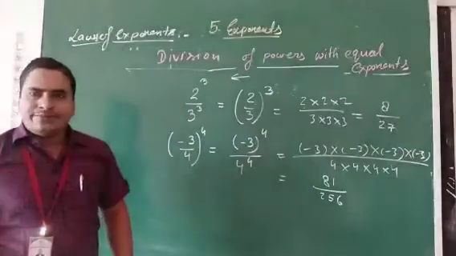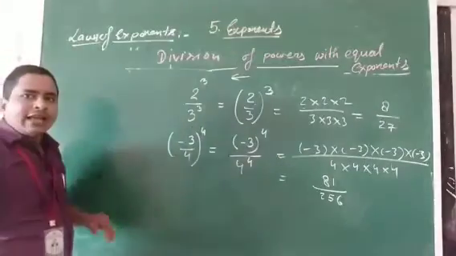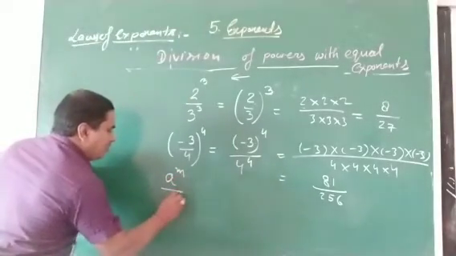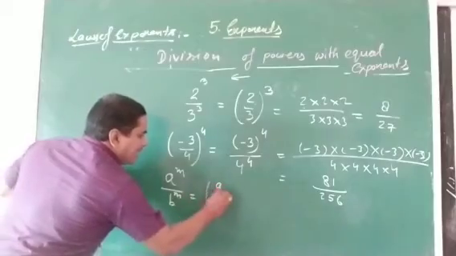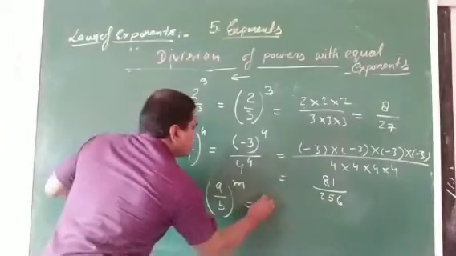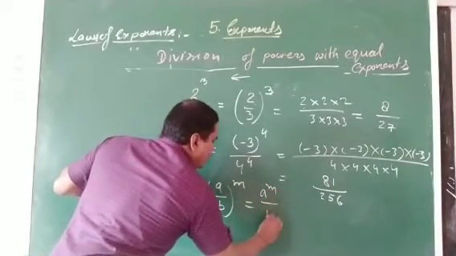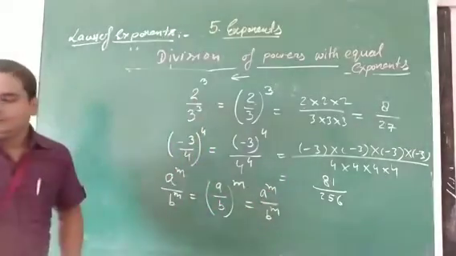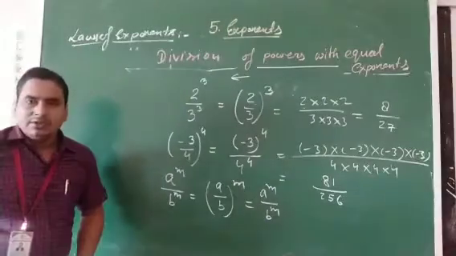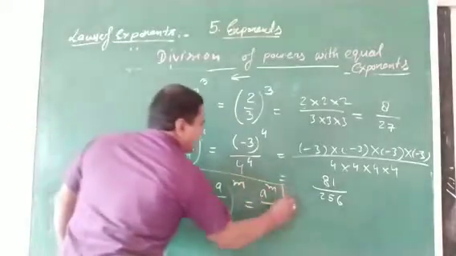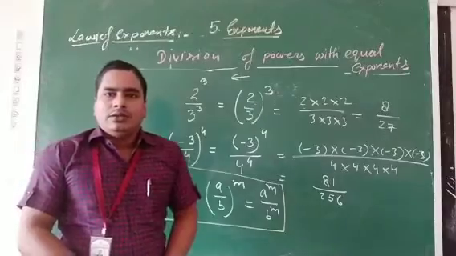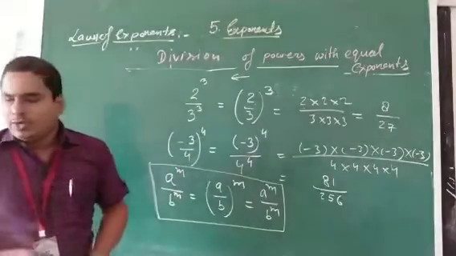Okay students, so we can generalize this rule as: a to the power m upon b to the power m, we can write this as a by b to the whole power m. Either again we can reverse this: a power m upon b power m. Okay, this one. We can apply this again for other numbers also, rational numbers, any real number.